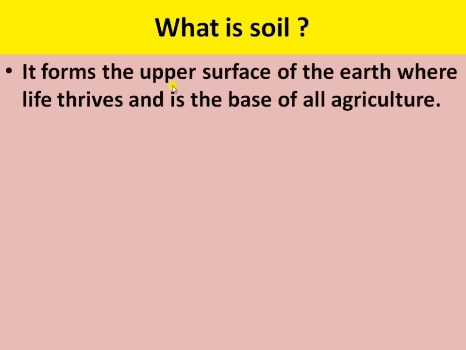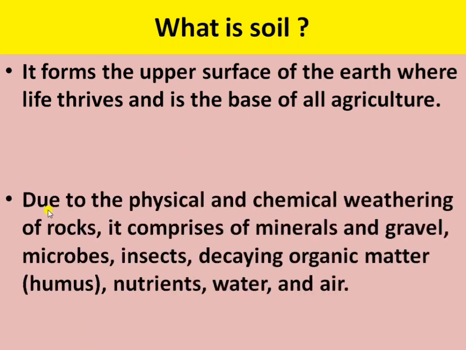So soil forms the upper surface of the earth where life thrives, and it is the base of all the agriculture land. Due to the physical and the chemical weathering of rocks, that is breaking down of the rocks, it comprises of minerals and gravels. There are several microbes present in the rocks, insects, decaying organic matter, that is humus, nutrients, water and air. As you all know, soil is a very important natural resource, and it forms the topmost layer of the land surface.